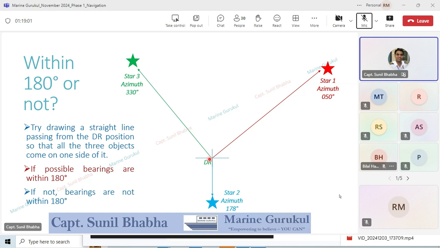So in this particular case, it is not possible to draw a straight line passing from the DR position in such a way that all the three objects come on one side of it. So that tells us the bearings in this case are not contained within 180 degrees. They stretch out of 180 degrees.